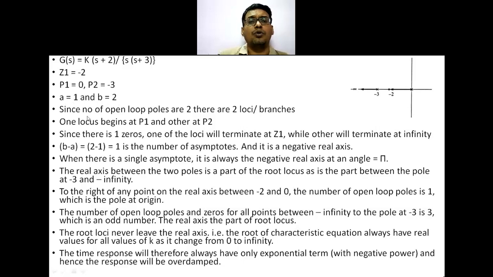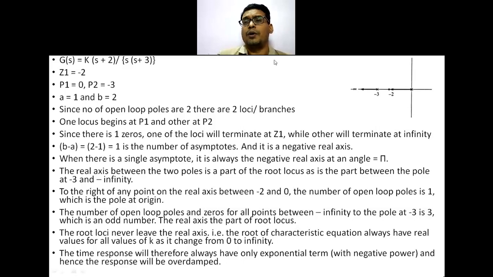Since the number of open loop poles is 2, there will be 2 loci or 2 branches, and they will start at the poles and will terminate at the zero.